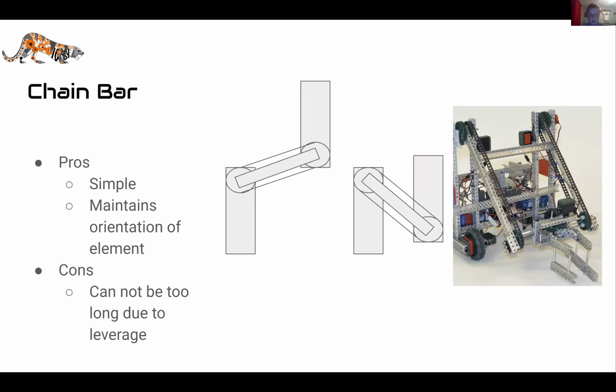Another example of a lift is the chain bar. It is very simple, and it maintains the orientation of the element, but it cannot be too long due to the leverage of the chain. We don't want the chain to snap in the middle.